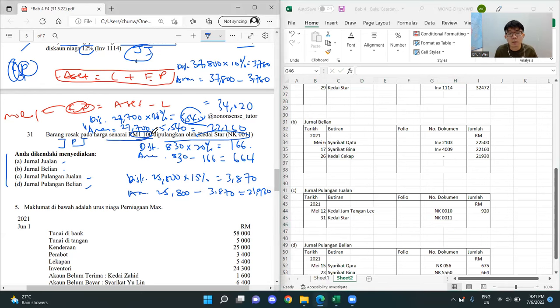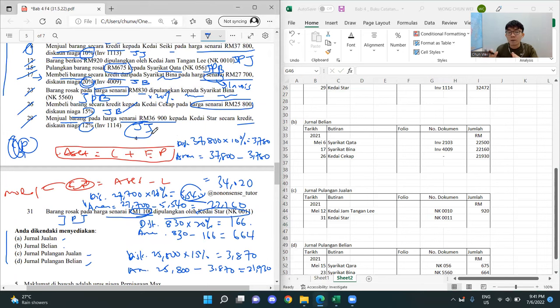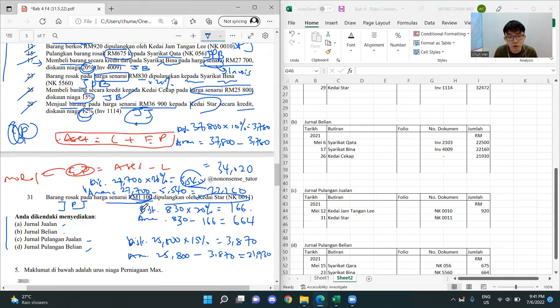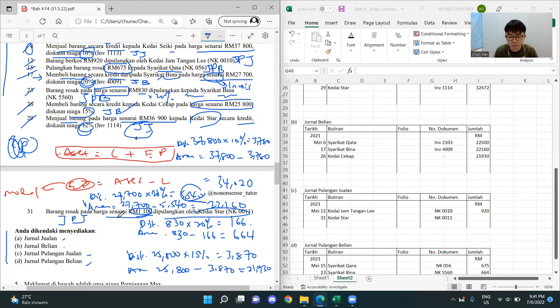Now for this question, because you see, pulangkan barang rosak pada harga senarai. So this is pada harga senarai. But when we sell to kedai Star, we sell at the price and bagi discount berapa persen? 12%. So you look back to the kedai Star, here 12%. So now you have to do the same thing. You use 1,100 ringgit times 12%. Then this is the discount that kita telah bagi kepada kedai Star, 132. So you use 1,100 minus the discount will be 968. So this 968 we put inside here. Ta-da.